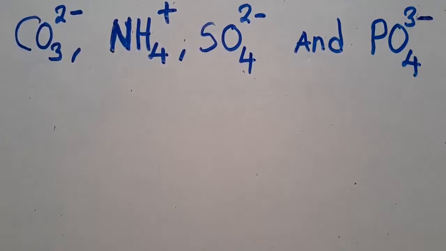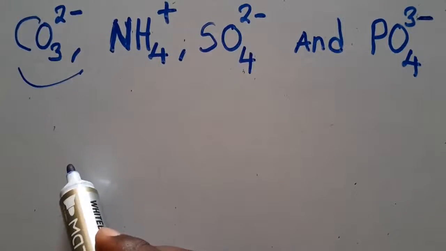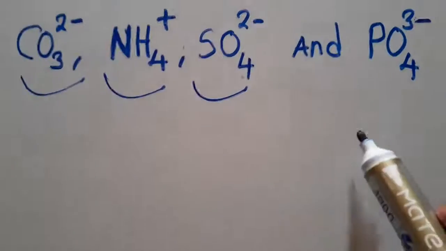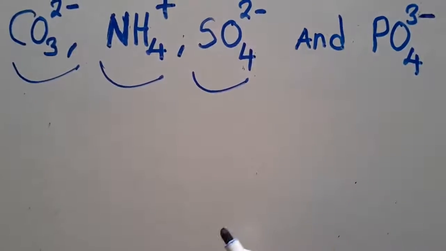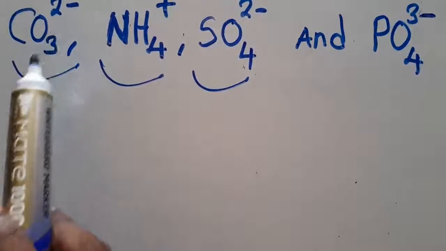So, as you can see, these are radicals. This is a carbonate. This is ammonium. This is a sulfate. And this is a phosphate. I believe you know this. And I've written down their valence numbers.